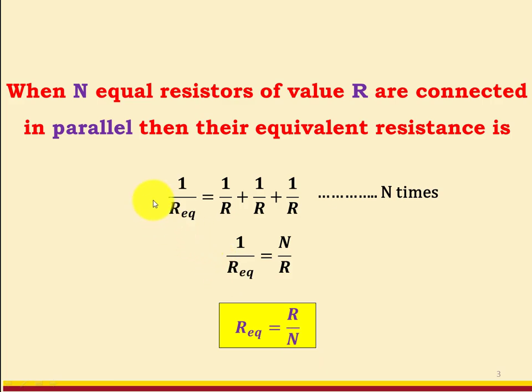If I take a simple example, suppose there are two resistors of equal value, each having a value of 10 ohm. If I ask you how much is the equivalent resistance, it will be 10 upon 2, that is 5 ohm. If you have two resistors, equivalent resistance will be half. If you have three resistors, equivalent resistance will be 1/3, and so on.